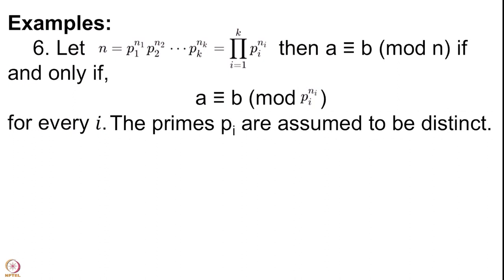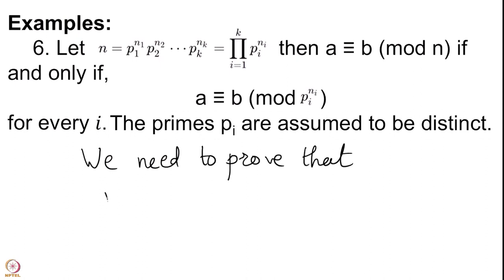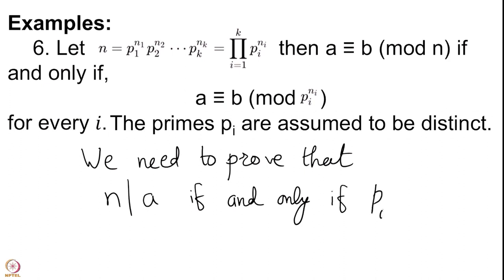So, this proof is actually similar to what we have done in the previous case. We need to prove that n divides some number a if and only if pi power ni divides a for every i. This is the thing that we have to prove. And "if and only if" means that we will be able to break this statement into two parts.